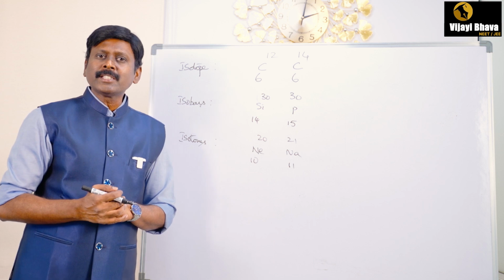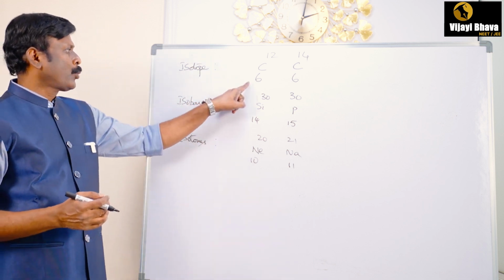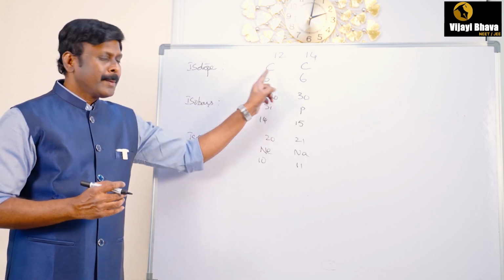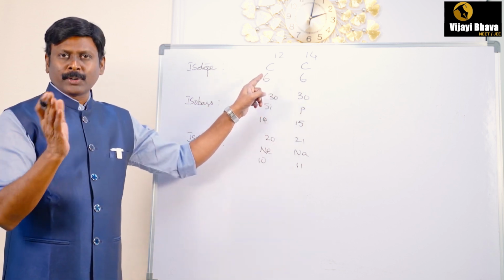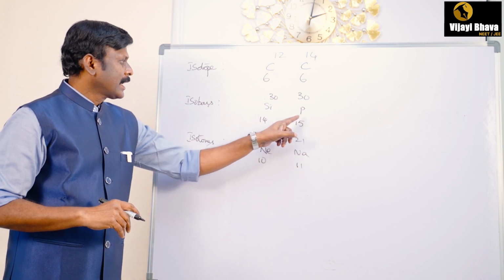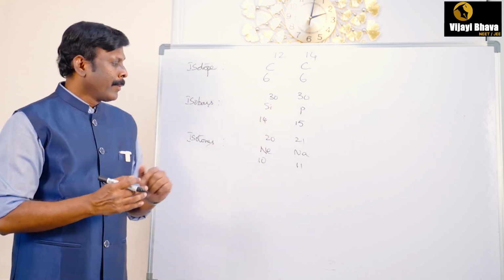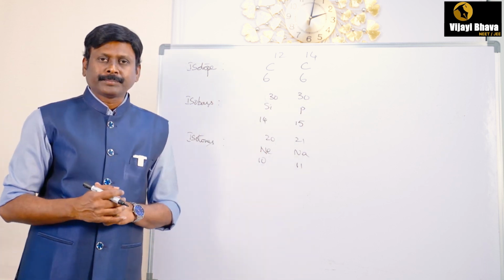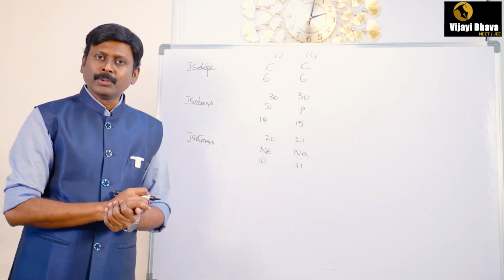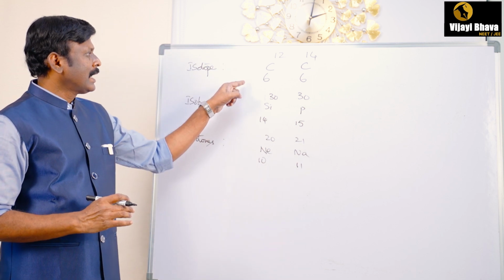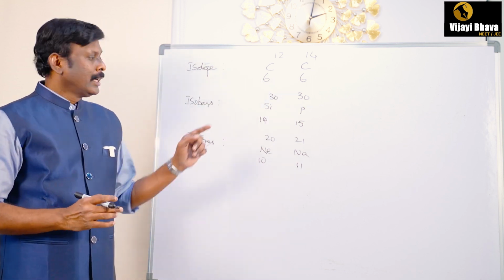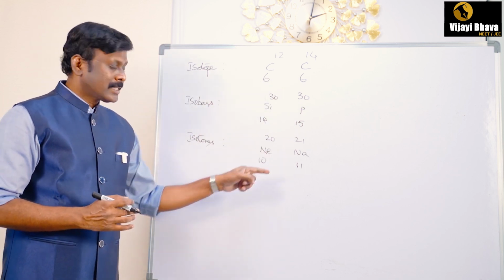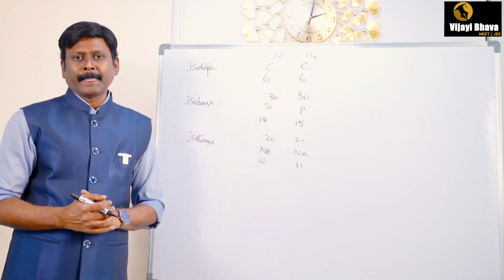And it is very easy to remember. The first has the same atomic number, the same number of protons and electrons. The second one has the same mass number and the third one has the same number of neutrons. It's very easy to remember. The first one has the same atomic numbers, the second one has the same mass numbers and the third one has the same number of neutrons.